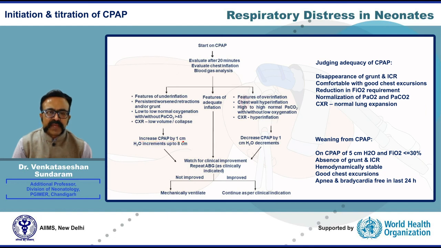You may increase the CPAP by 1 centimeter increments up to 8 to 10 centimeters of water in case of underinflation. Chest X-ray would help to understand underinflation better. Persistent or worsened retractions and/or grunt, and low oxygenation or pulse saturations below the target saturations are other conditions where you can increase CPAP by 1 centimeter increments. Many centers would prefer to intubate and mechanically ventilate at this point, where the distress features persist despite a setting of 8 to 10 centimeters water pressure and 60 to 80% FiO2.